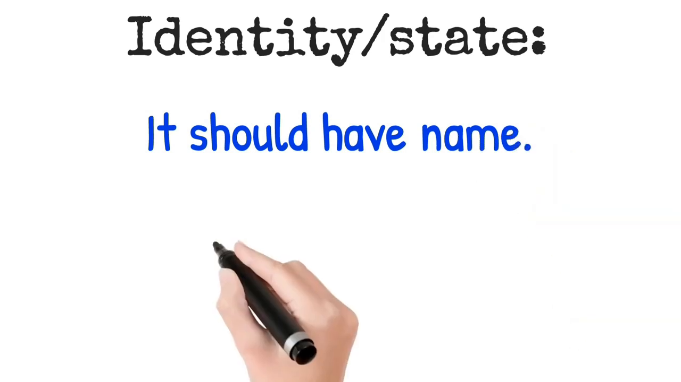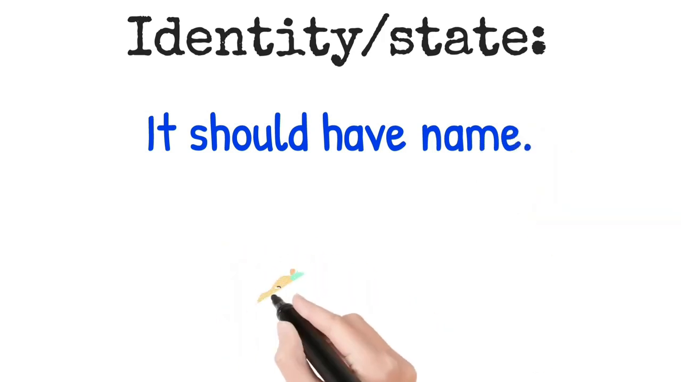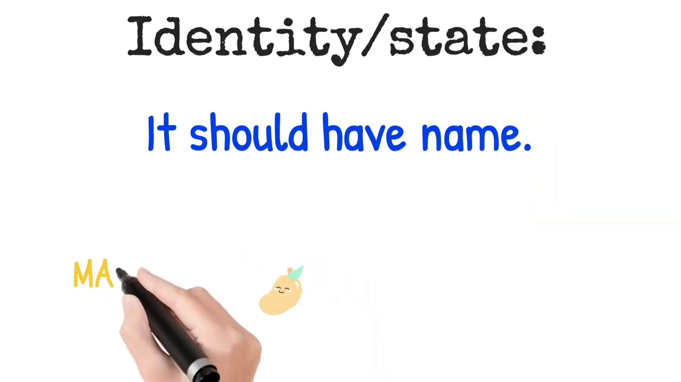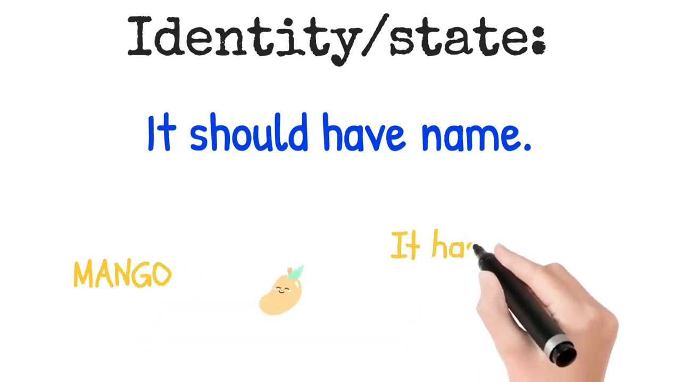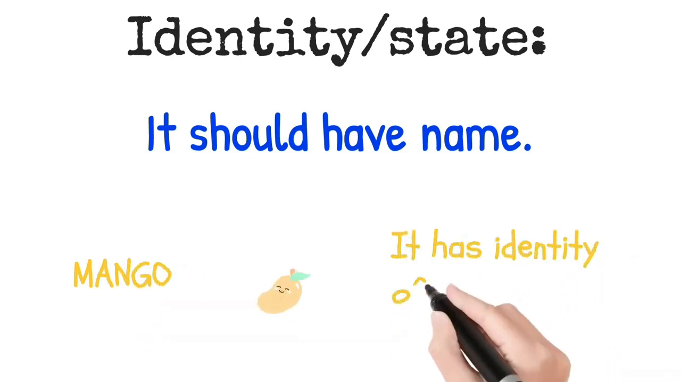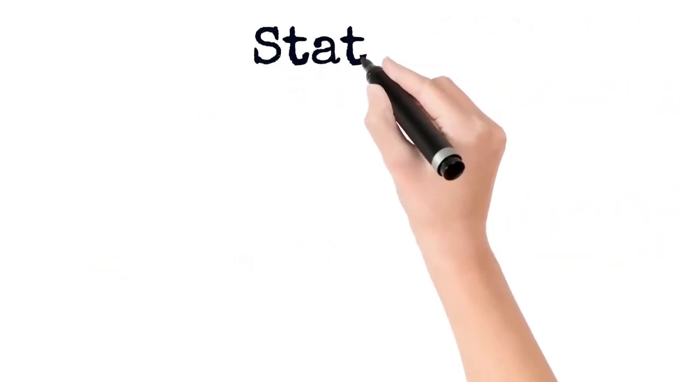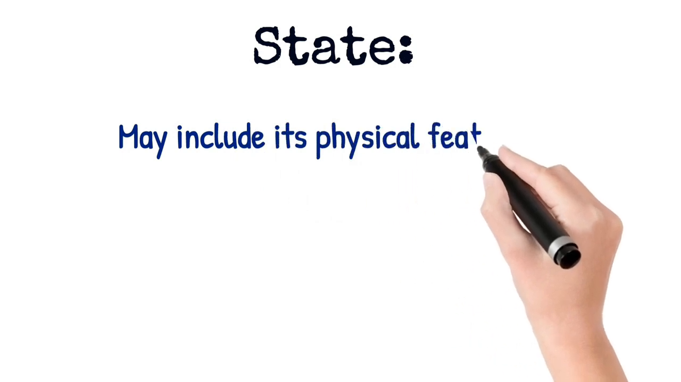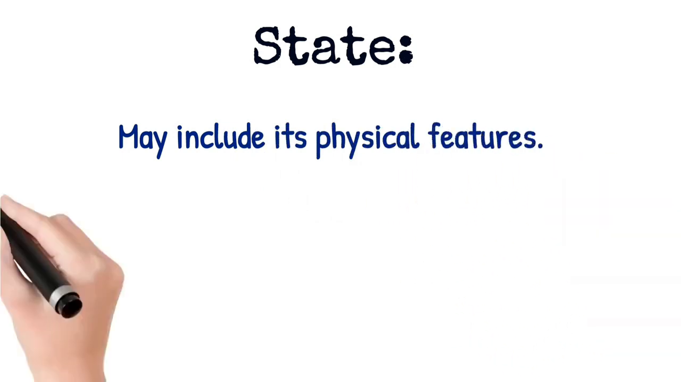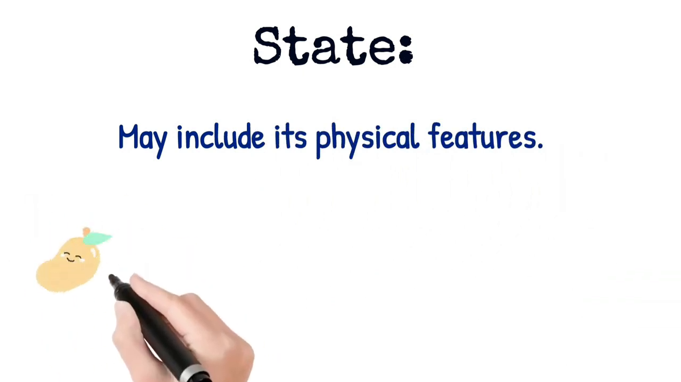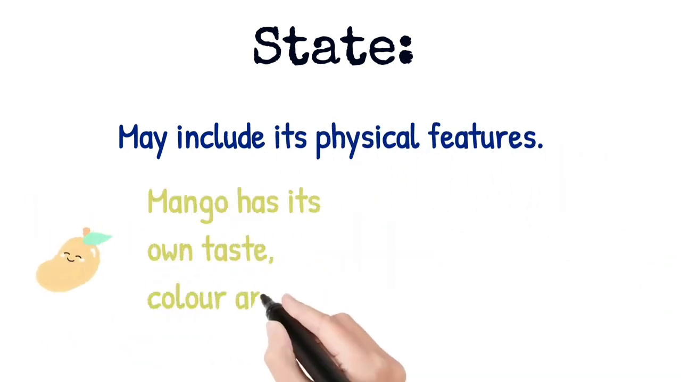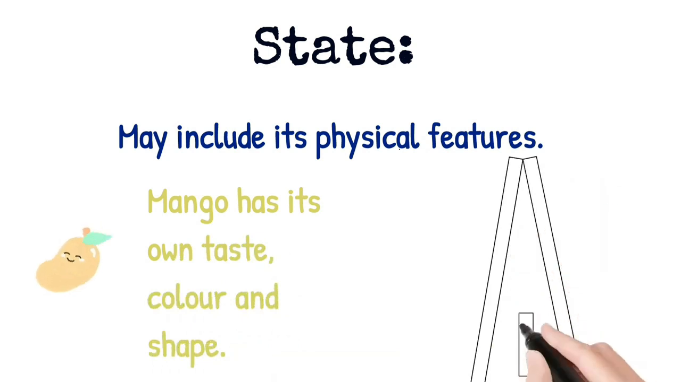Like a person has a name, every object that exists in this world has a unique name. For example, an object which is yellow in color and is presented on the screen is named as mango. So this fruit has its own identity that makes this item an object. Not only this, but there's a state of this object. That means the feature or the physicality of this object. Like mango is yellow in color, it has its own shape, it has its own taste. So these are the states of mango.